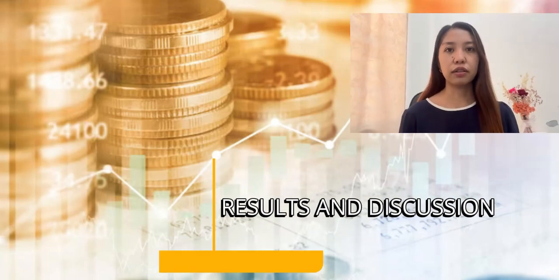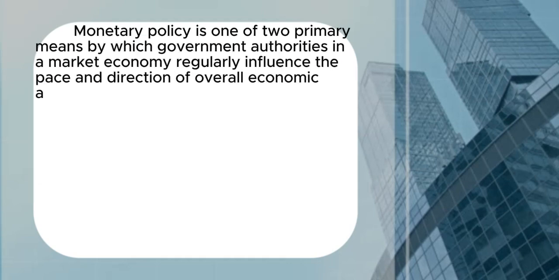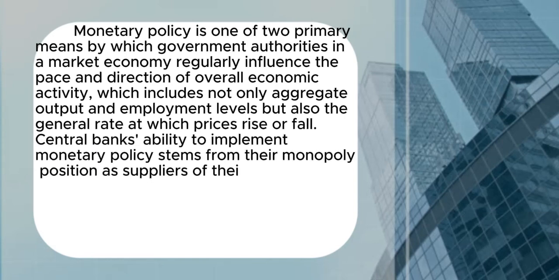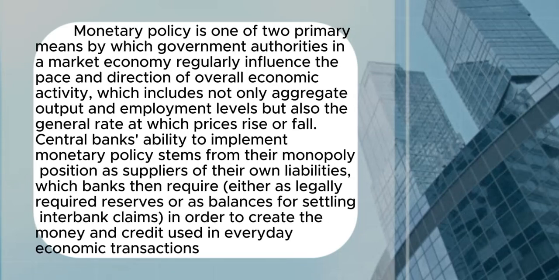Results and discussion. Monetary policy is one of two primary means by which government authorities in a market economy regularly influence the pace and direction of overall economic activity, which includes not only aggregate output and employment levels but also the general rate at which prices rise or fall. Central banks' ability to implement monetary policy stems from their monopoly position as suppliers of their own liabilities, which banks then require either as legally required reserves or as balances for settling interbank claims in order to create the money and credit used in everyday economic transactions.